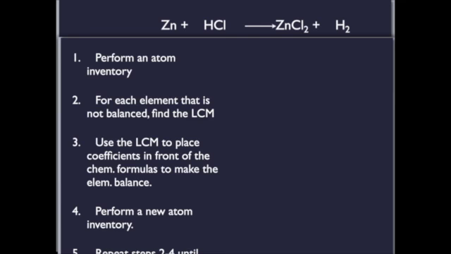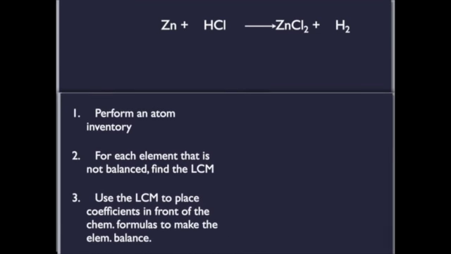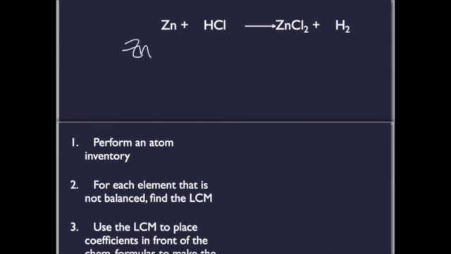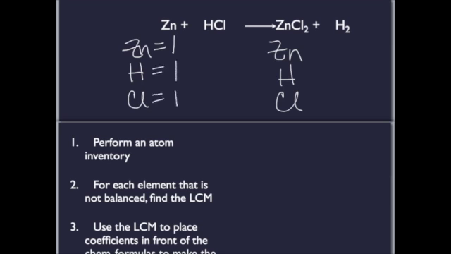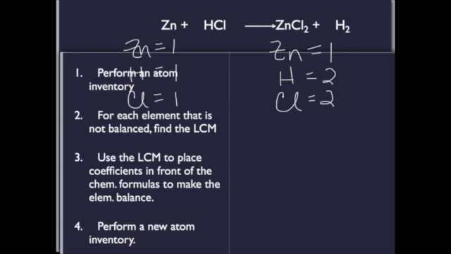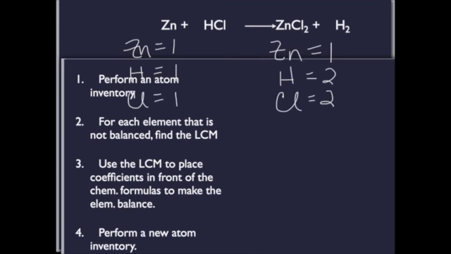The first step is to perform an atom inventory. So let's do that. We have Zn, H, and Cl on each side. On the reactant side I have 1 Zn, 1 H, and 1 Cl. On the product side I have 1 Zn, 2 H's, and 2 Cl's. That was step 1, perform an atom inventory.